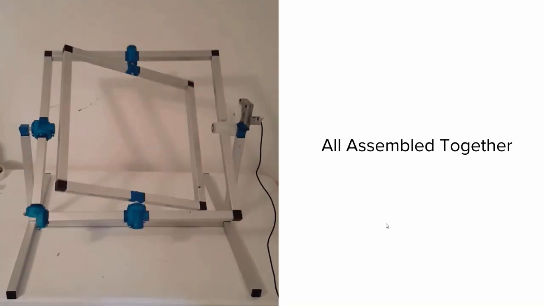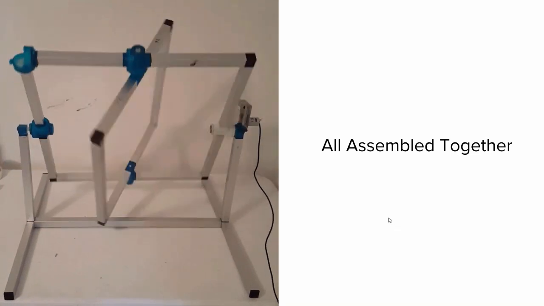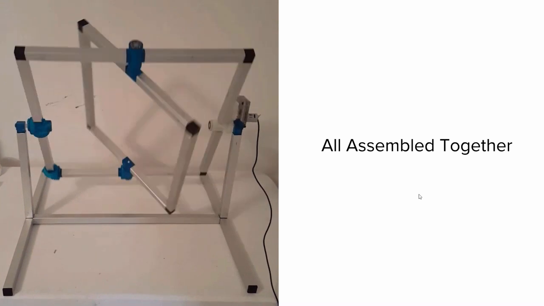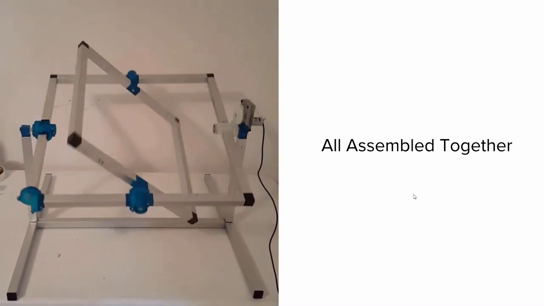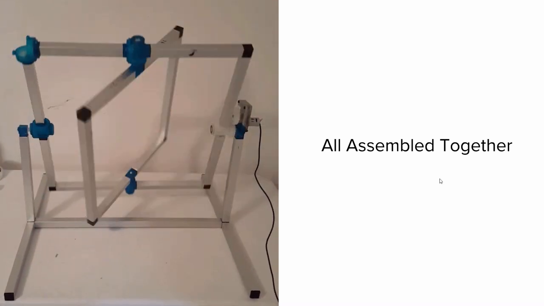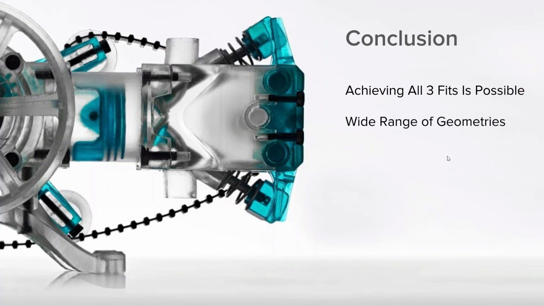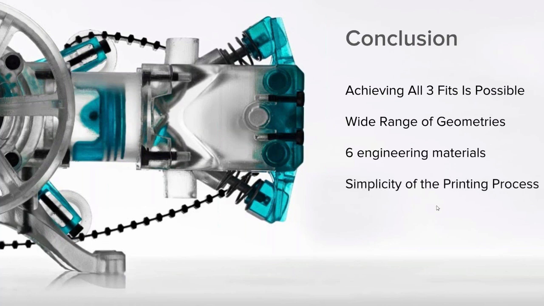So really cool assembly, lots of tolerancing and action in this assembly to make everything actually run together and work. And overall, really great result out of the project as well. So in conclusion, we showed you how you can achieve all 3 fits with the Form 2, how you can produce a wide range of geometries in a wide range of 6 different engineering materials, and lastly, the simplicity of the 3D printing process.